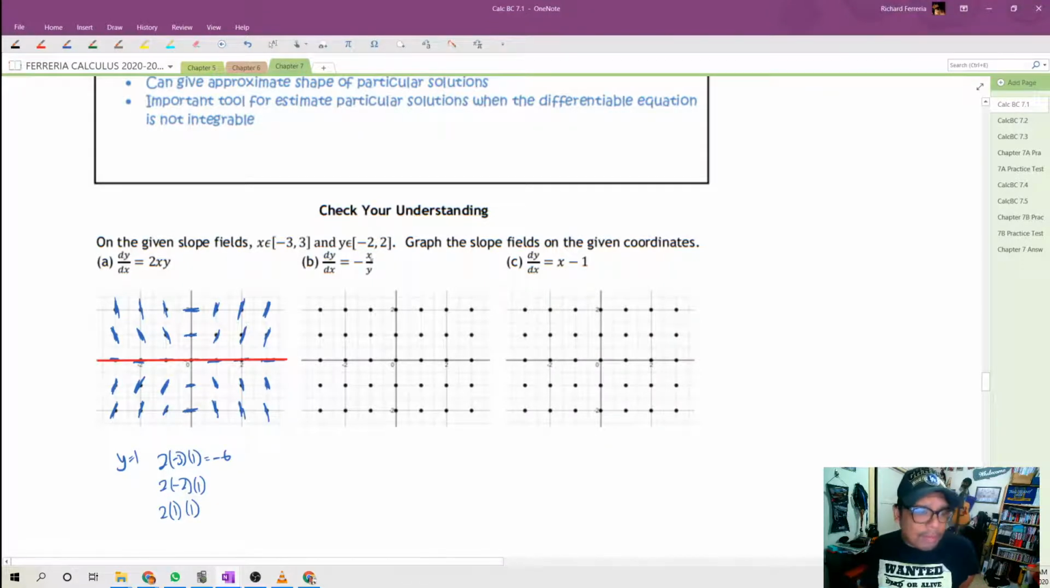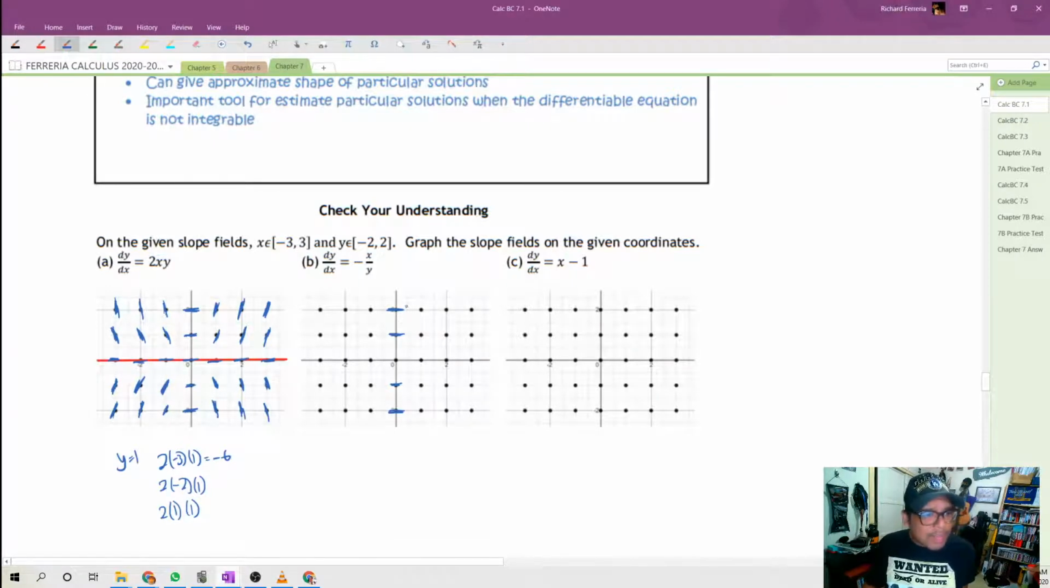Over here, we have a differential equation of negative x over y. So any place where the x-coordinate is 0, we should get a slope of 0. Any place that the y-coordinate is 0, we're actually going to have an undefined slope. So for an undefined slope, technically, usually that wouldn't even be drawn. So we're not even going to touch the x-axis because everywhere along the x-axis, the slope is undefined.